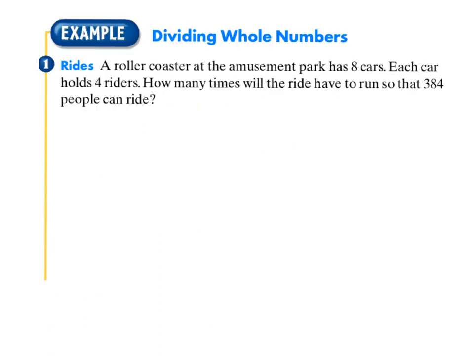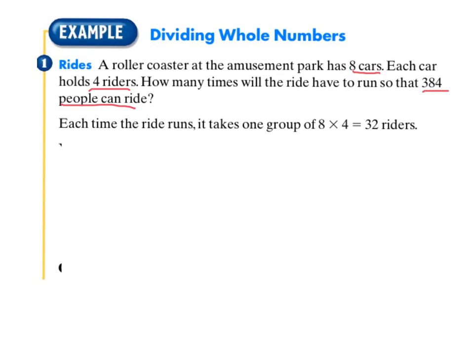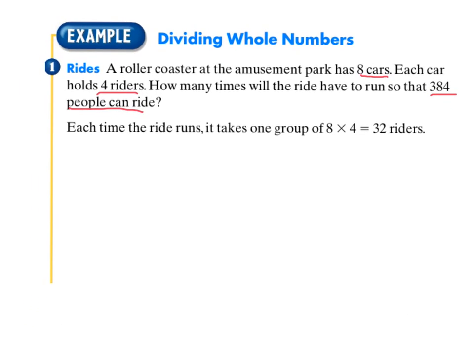Now let's look at an example of dividing whole numbers. Say a roller coaster at the amusement park has 8 cars. Each car holds 4 riders. How many times will the ride have to run so that 384 people can ride? Well, each time the ride runs, it takes one group of 8 times 4, or 32 riders, because it's 8 cars and 4 riders.